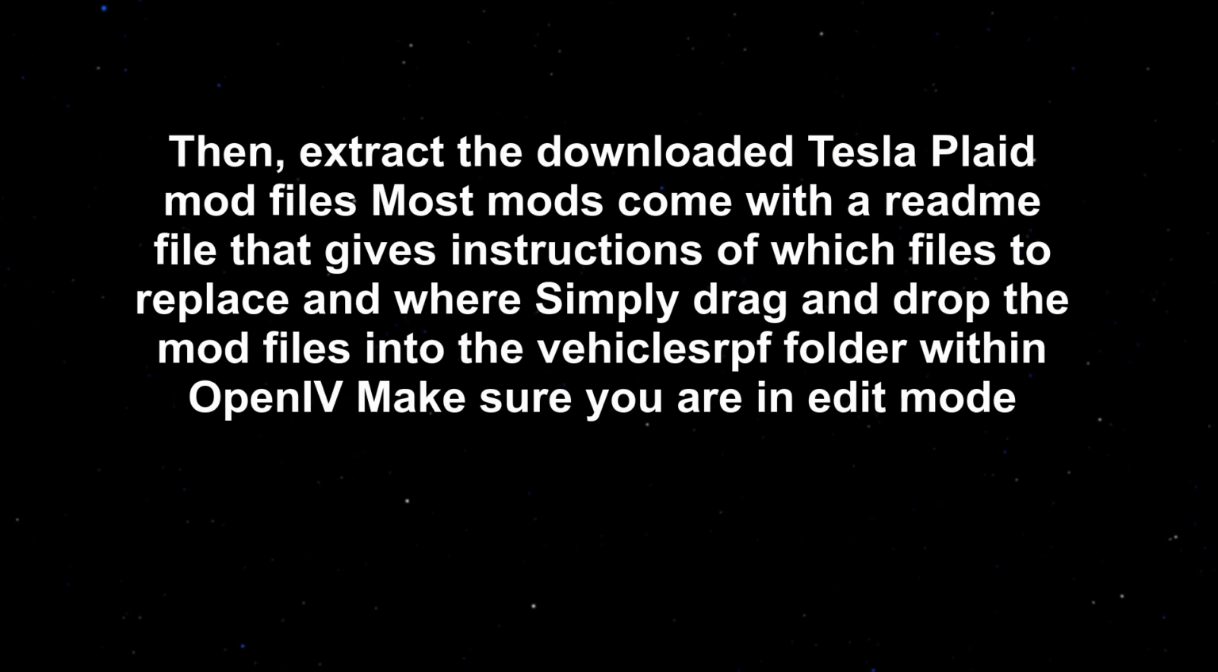Then, extract the downloaded Tesla Plaid mod files. Most mods come with a README file that gives instructions on which files to replace and where. Simply drag and drop the mod files into the vehicles.rpf folder within OpenIV. Make sure you are in edit mode.